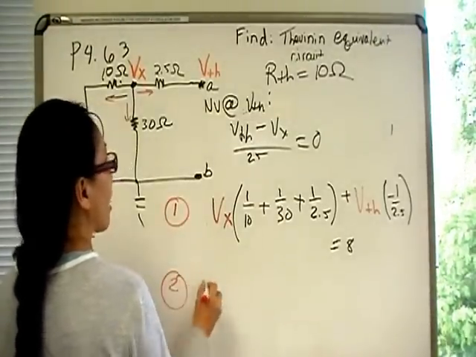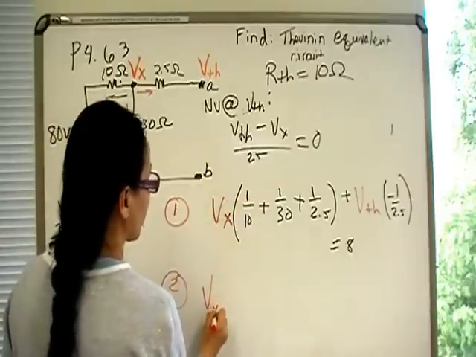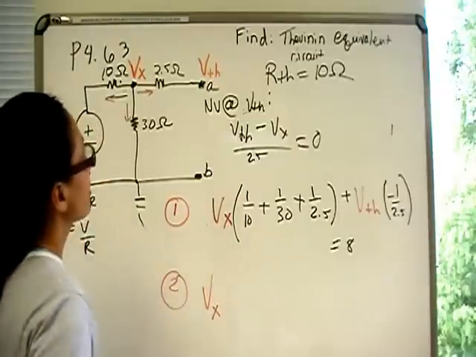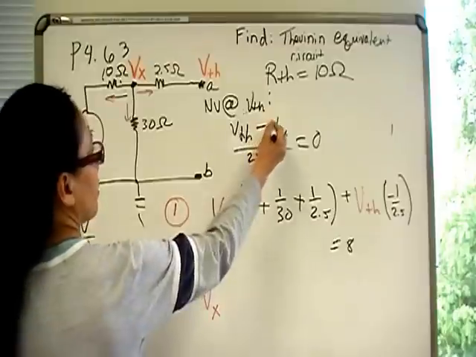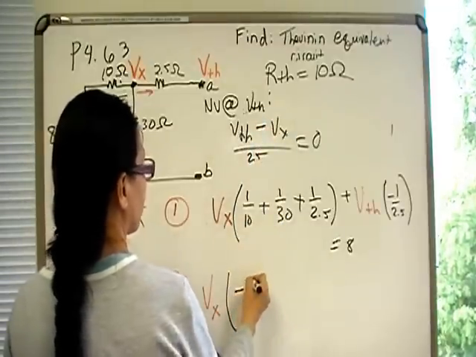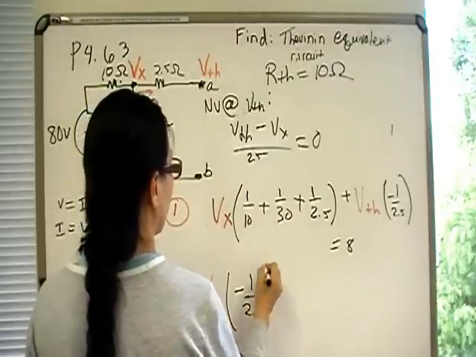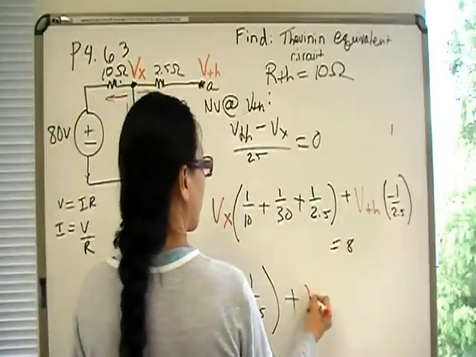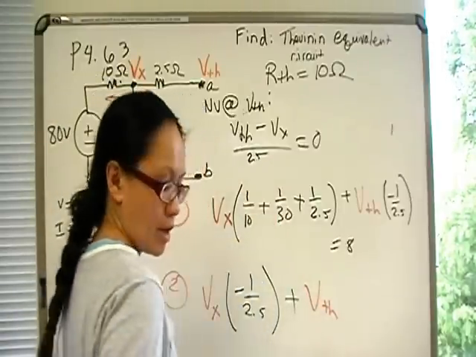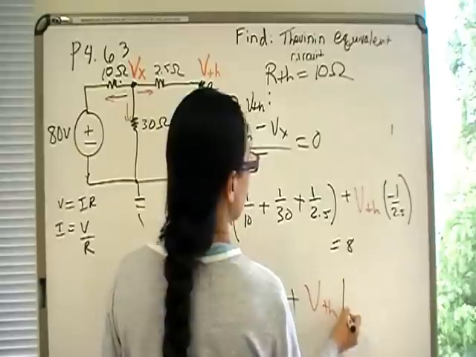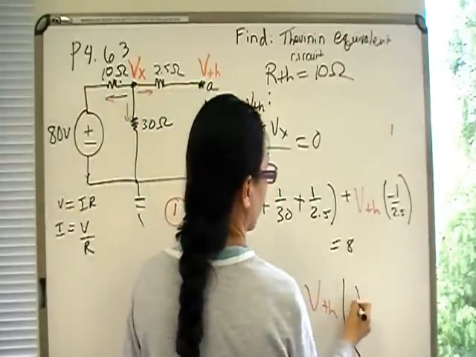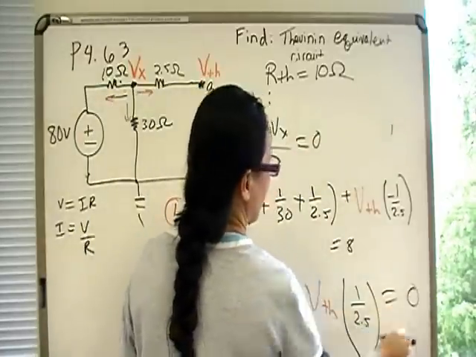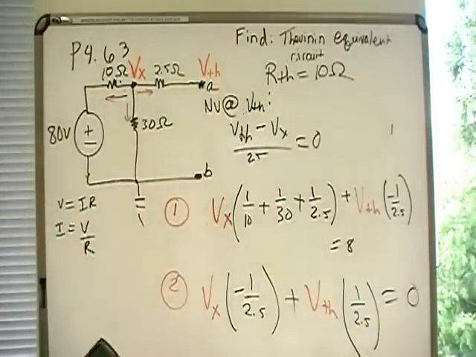So my second equation for my calculator is grab all the coefficients for V sub x, and the only coefficient that I have is that one, -1/2.5, plus V-Thevenin. My coefficient for the V-Thevenin is just 1/2.5. I have no constants, so it's equal to 0. Now I'm going to enter all that into my scientific calculator.